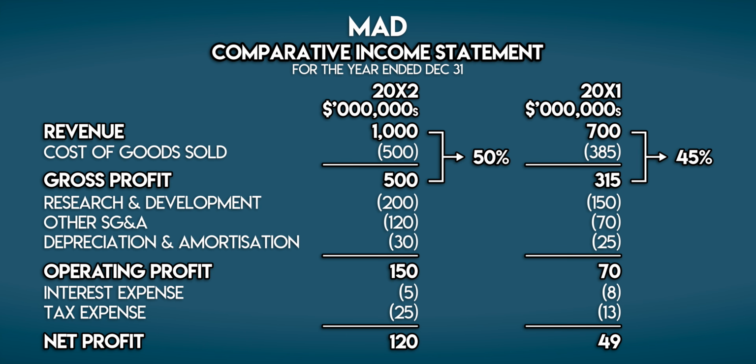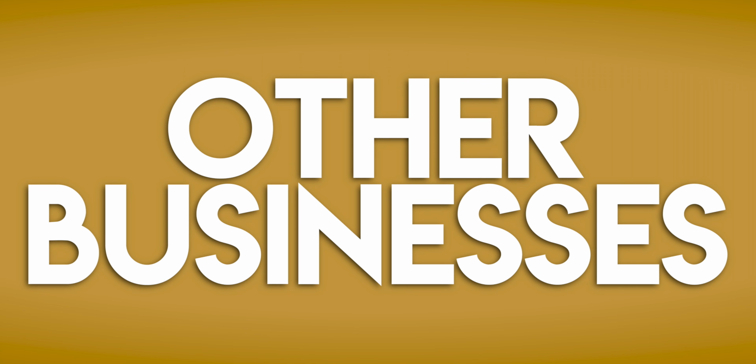So MAD managed to raise their gross profit margin by 5% year on year. That's good news because bigger is better. They managed to generate 5 extra cents of gross profit on each dollar they earned. They also managed to increase their revenue from $700 million to $1 billion. Things are looking promising. But how does their gross profit margin compare against their competitors?